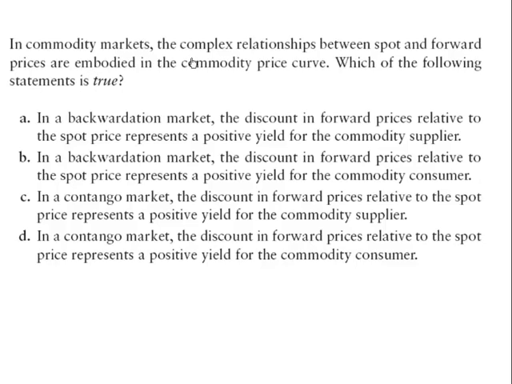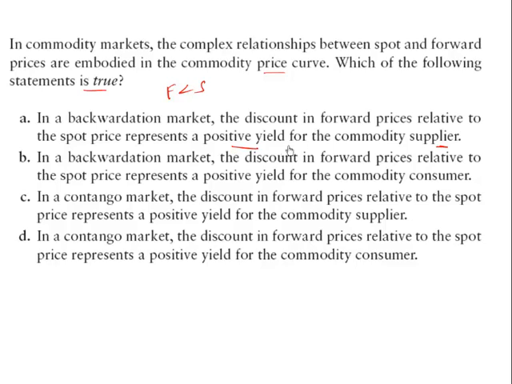In commodity markets, the complex relationships between spot and forward prices are embodied in the commodity price curve. Which of the following statements is true? In a backwardation market, the discount in forward relative to the spot represents a positive yield for the supplier. In backwardation, forward prices are at a discount to the spot price. F is lower than S. It is a high convenience yield.